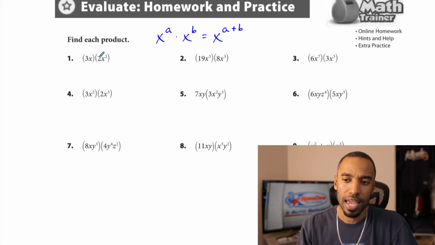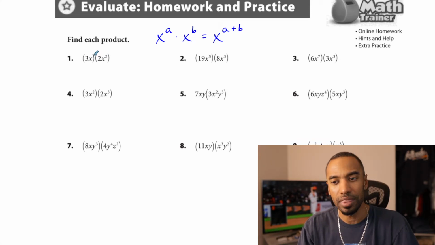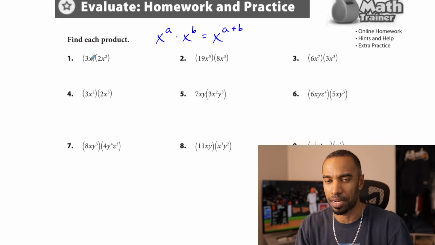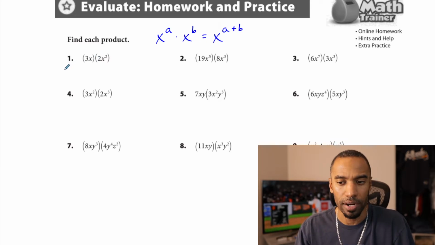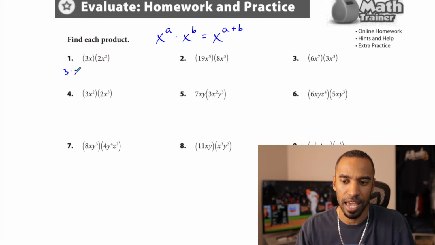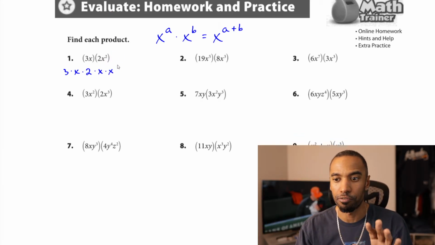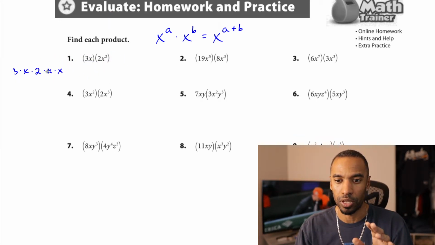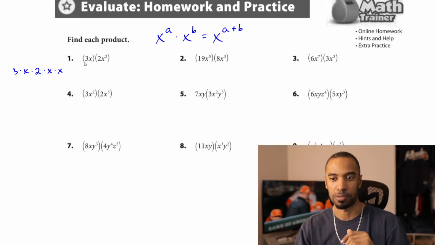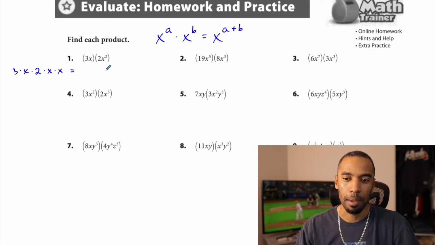Number 1, 3x times 2x squared. Now remember what this does mean. You could rewrite this as 3 times x times 2 times x. X squared is x times x. If you really want to split it up as fully as you possibly could, this is what we're looking at: 3 times x times 2 times x times x. As a rewrite of that, I'm going to put 3 times 2 next to each other: 3 times 2 times x times x times x.